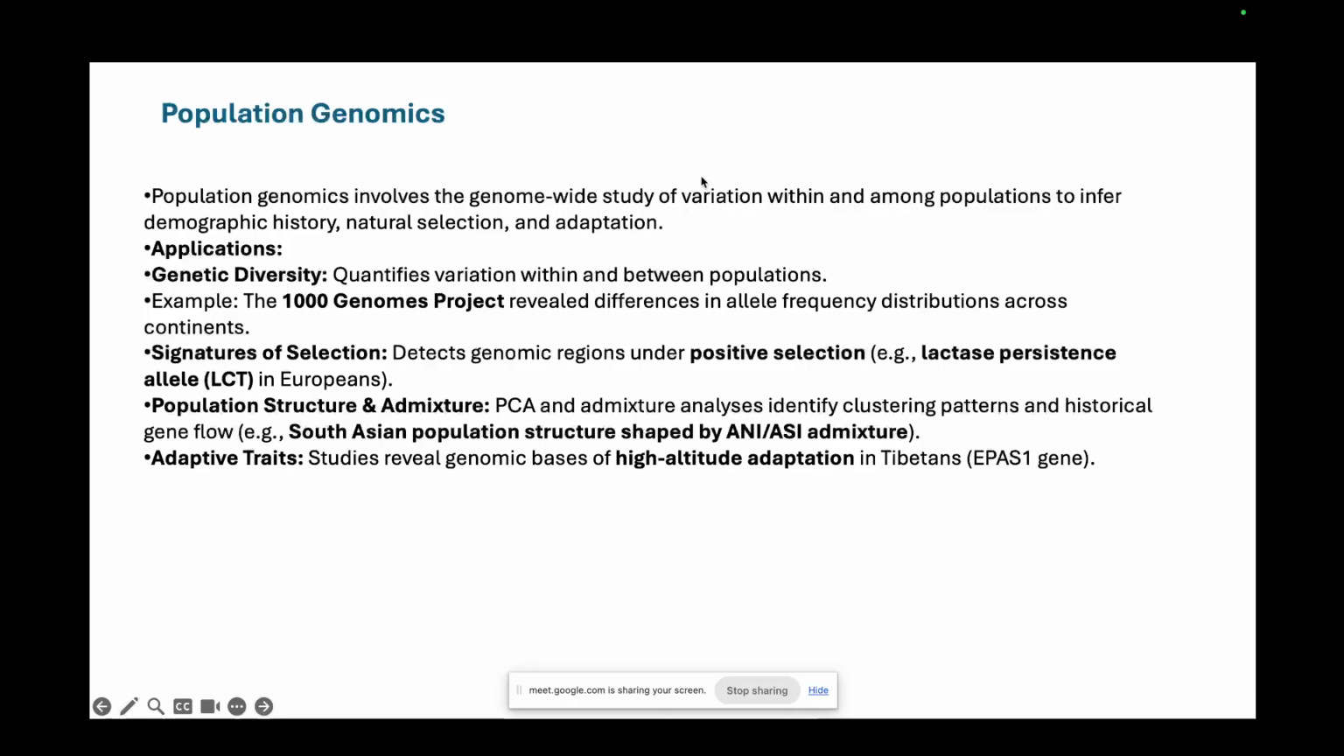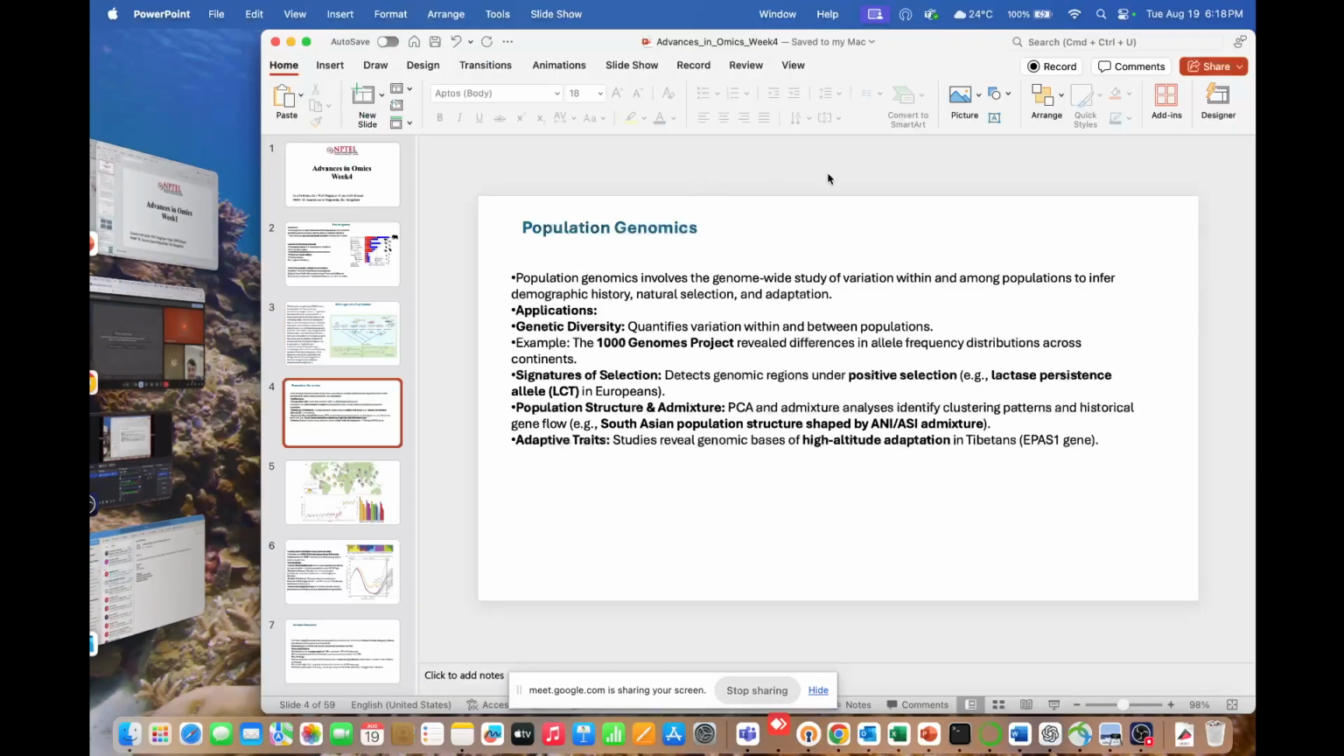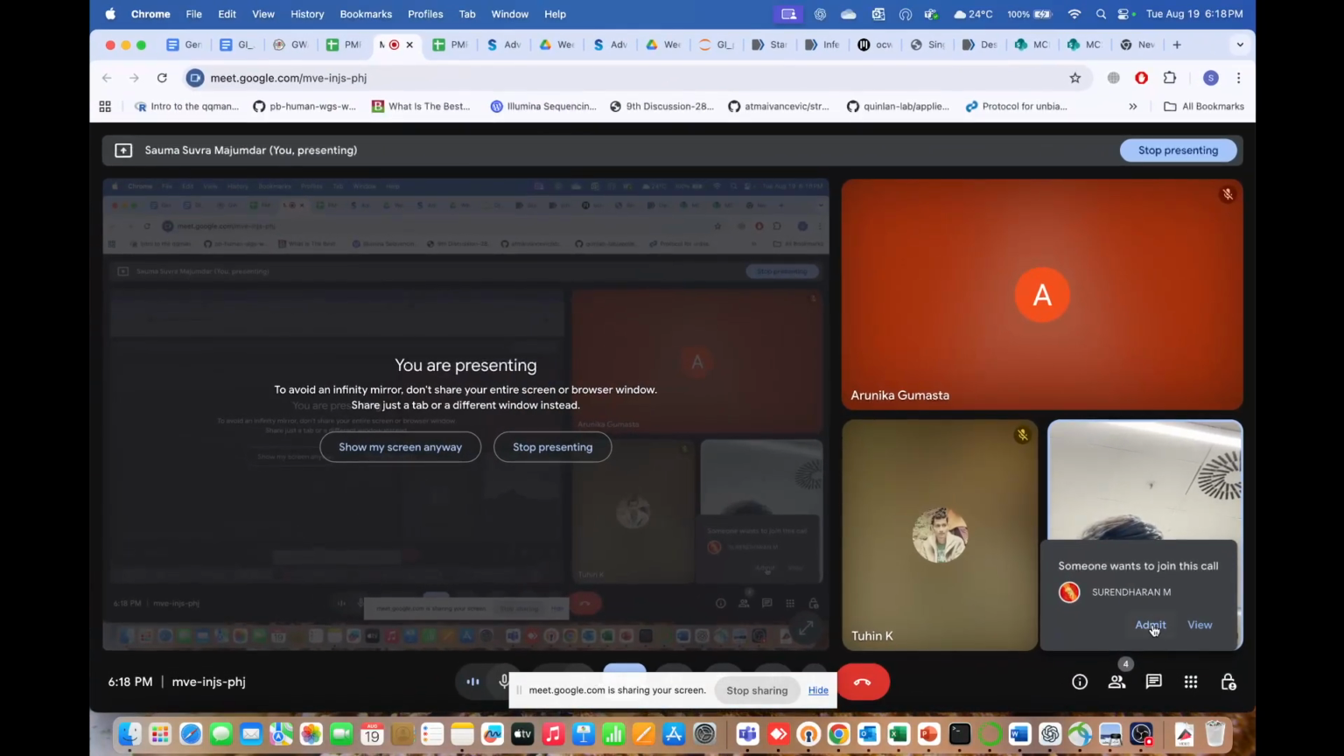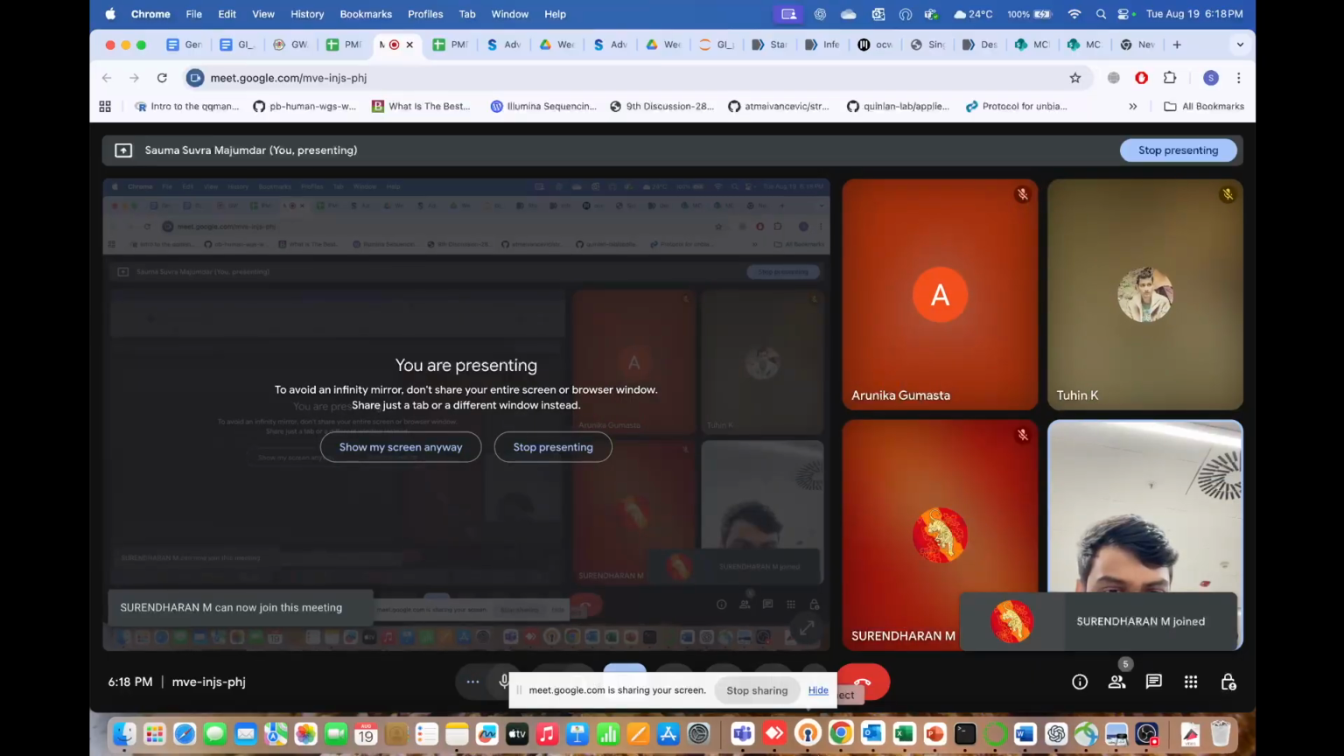Population genomics involves the genome-wide study of variation within and among populations, because that is very important, right? Within a population there can be heterogeneity, and among populations there can also be heterogeneity, to infer demographic history, natural selection, and adaptation, and it can quantify the genetic diversity within and between populations. The Thousand Genome Project is a very good example of that. This project happened in 2010. I think I have provided a few papers from before.